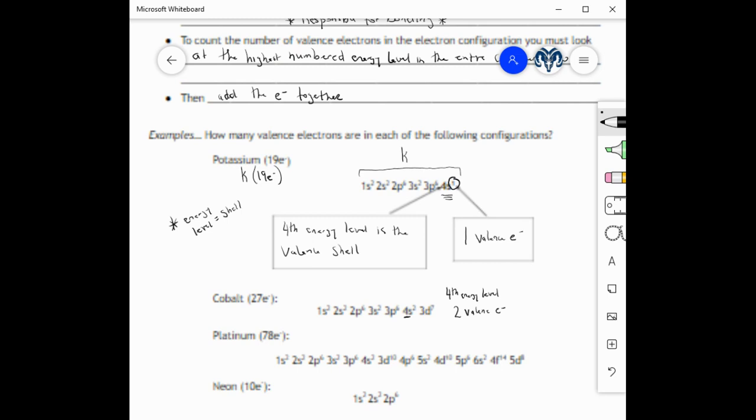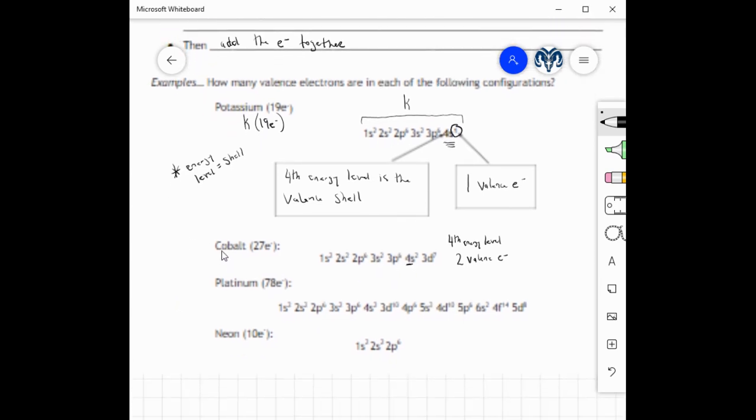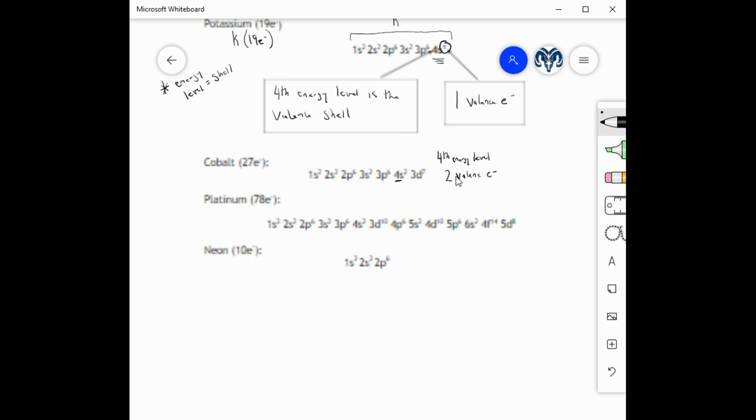So next, let's look at platinum. Now remember, we've got this whole long thing here. Do I want to have to write all that out? Oh, heck no. So platinum is 78 electrons. Again, guys, I'm not going to give you one that hard.